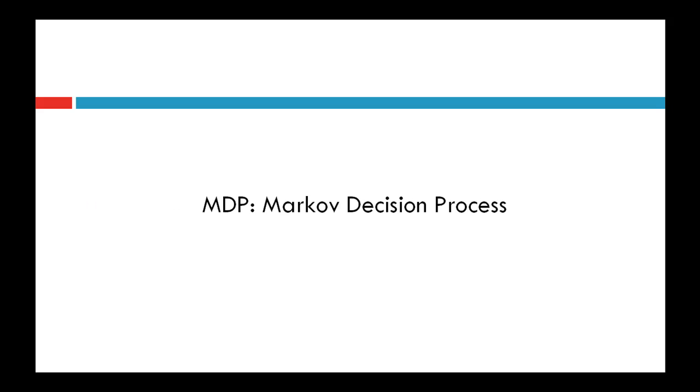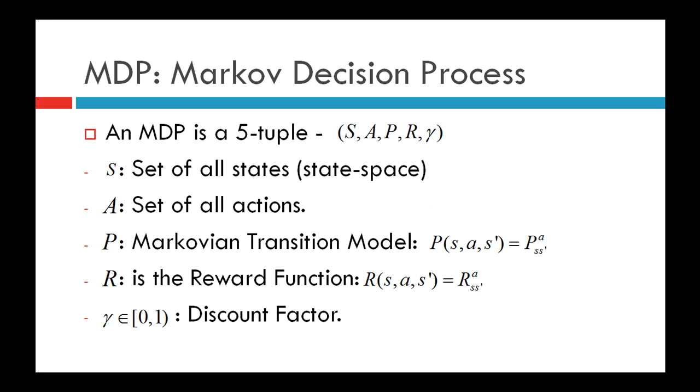So let us begin with the theory, and the first is the Markov decision process. MDP is a vital part of reinforcement learning, and I have explained MDP in several lectures, so I will go through MDP very quickly, and if you want to understand MDP in more detail, you can refer to previous lectures. So an MDP is a 5-tuple S, A, P, R, gamma, where S is a set of all states or the state space.